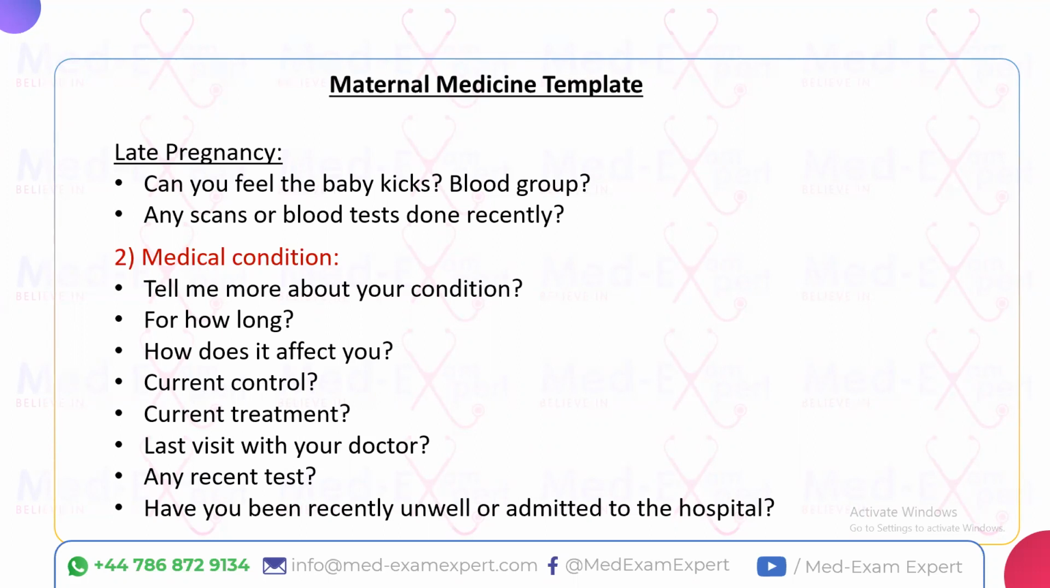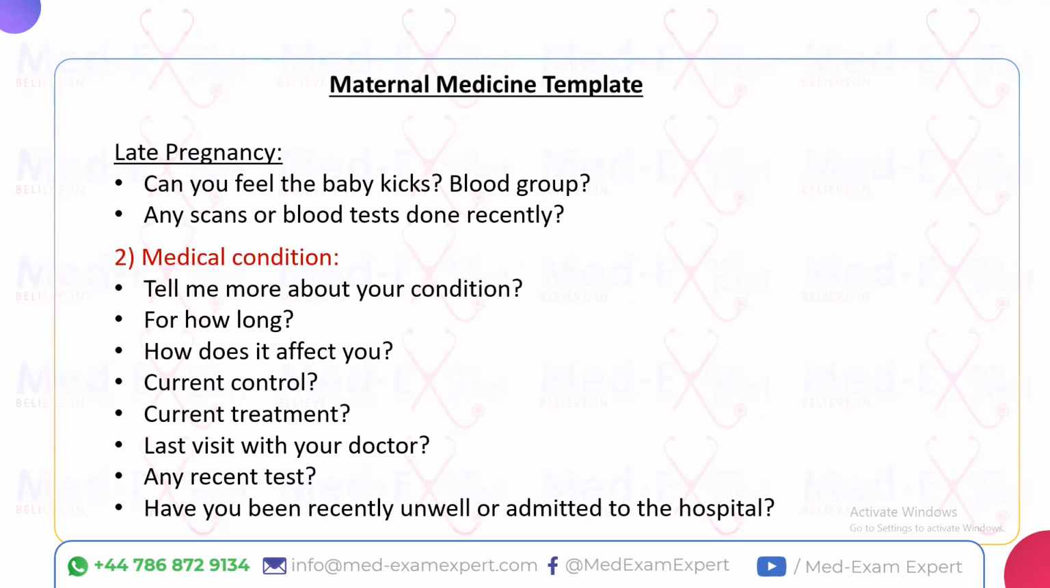Then you can ask about any objection to blood transfusion as well to rule out Jehovah's Witness. Otherwise, routinely, you don't need to rule out Jehovah's Witness in every case. Then in the late pregnancy, we'll also ask about any scans or blood tests that were done recently. So we want to know about the recent tests, not the booking bloods and all that stuff. Okay. And then will come the medical condition.